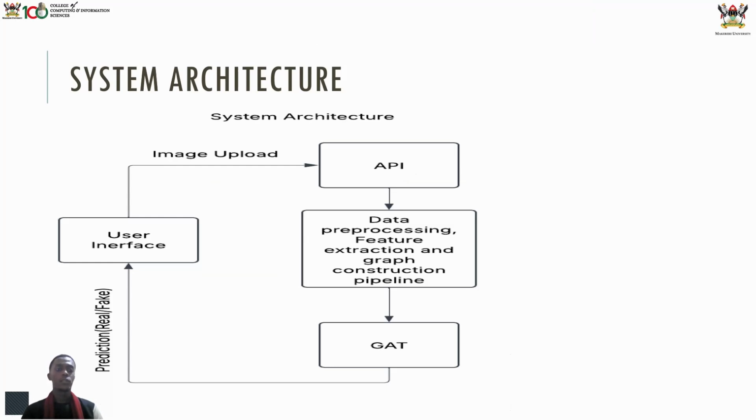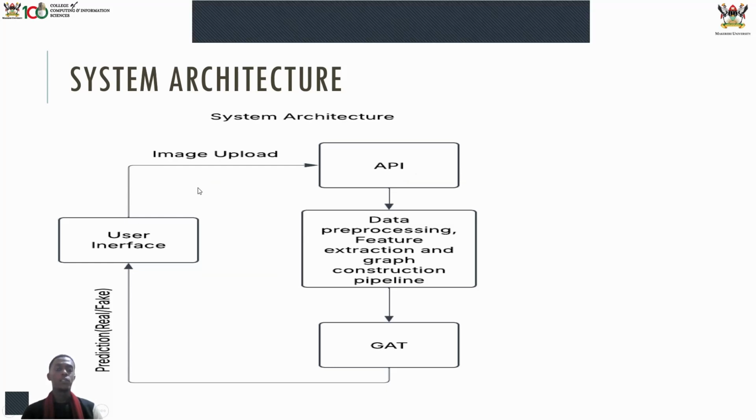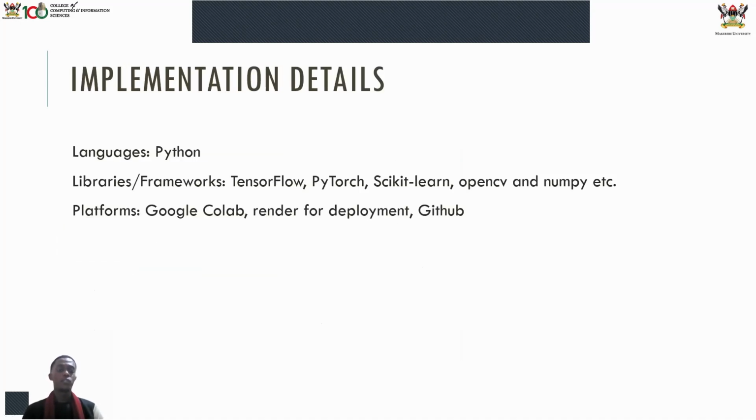Then the system architecture was just as simple. The user uploads an image, the API sends a request to the backend, and then the backend carries out the data preprocessing, feature extraction by ORB, and graph construction by the diagonal triangulation, fed into the GAT. Then the GAT applies its attention mechanisms, then carries out a prediction, real or fake, then it's fed back to the UI, back to the user. And then the implementation details use the Python language, then libraries and frameworks: TensorFlow, PyTorch, Scikit-learn, OpenCV, and NumPy. Then the platforms were Google Colab, Render for deployment, and GitHub.